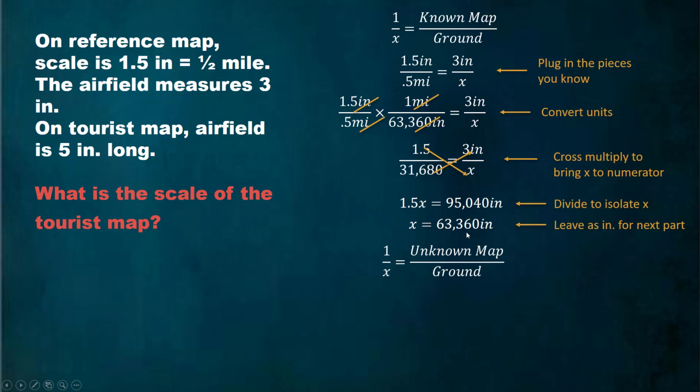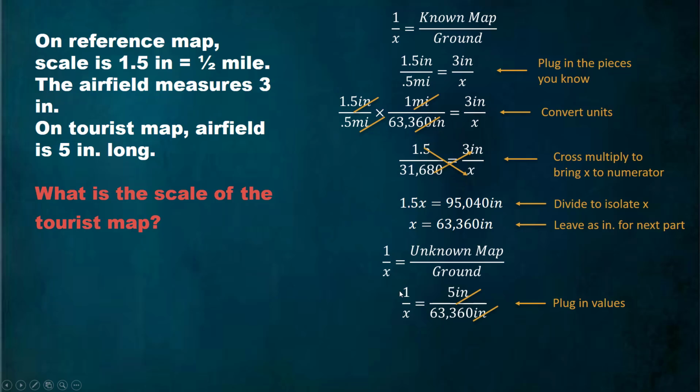So now we have our unknown map. Same equation, I just changed this so that we know which map we're on, right? 1 over X equals unknown map over ground. We're going to plug in what we know, right? So the unknown map, the distance was 5 inches. And then our ground distance, remember that doesn't change. Just like with the air photo, the ground distance does not change. So still 63,360. I left it in inches so that I could just do this without having to do extra unit conversions, right? So 1 over X is 5 over 63,360.